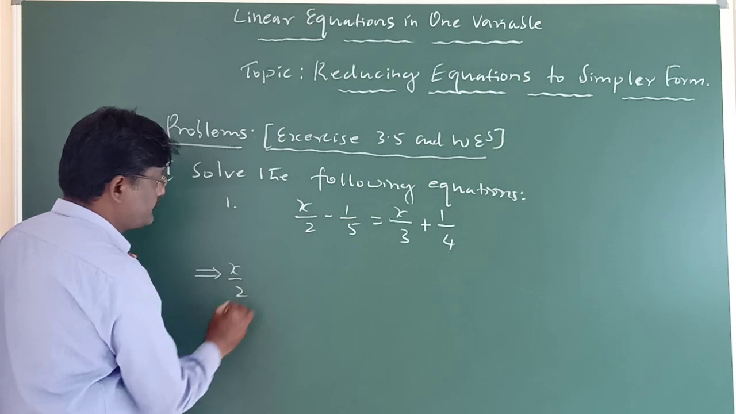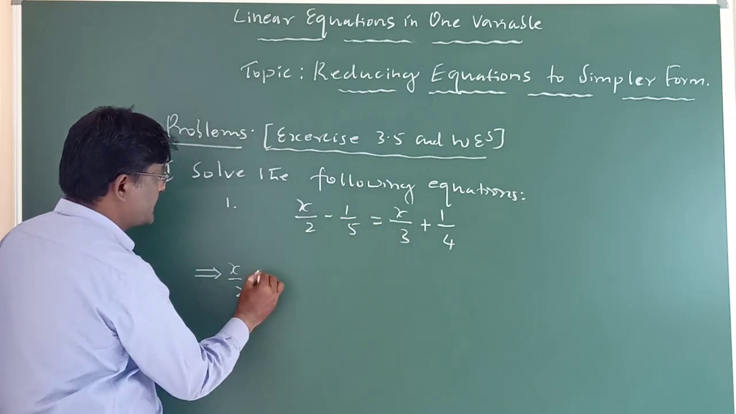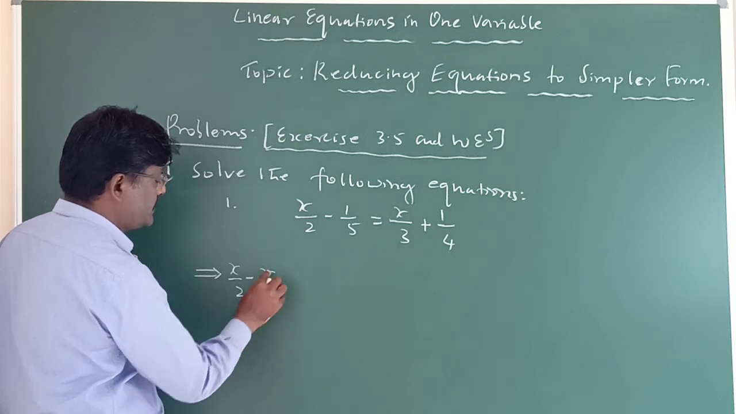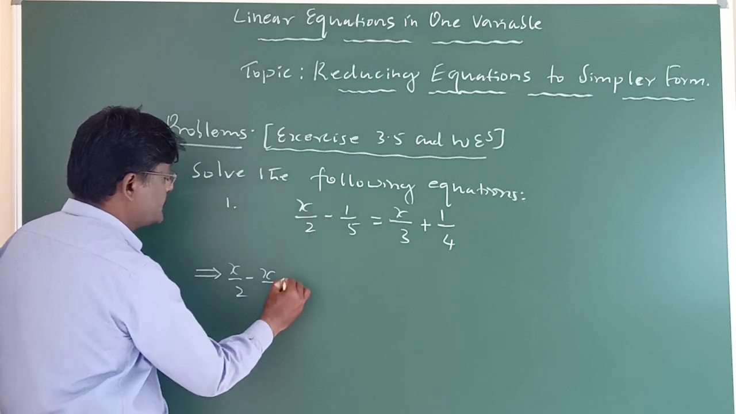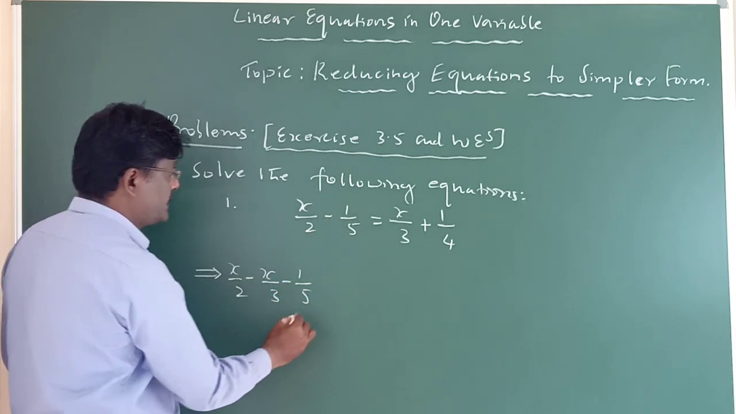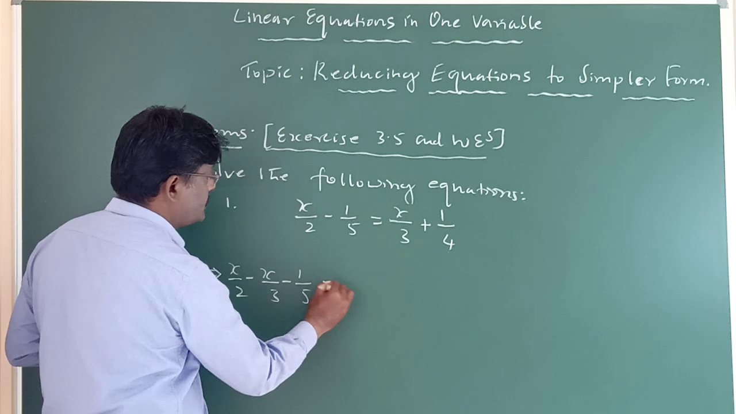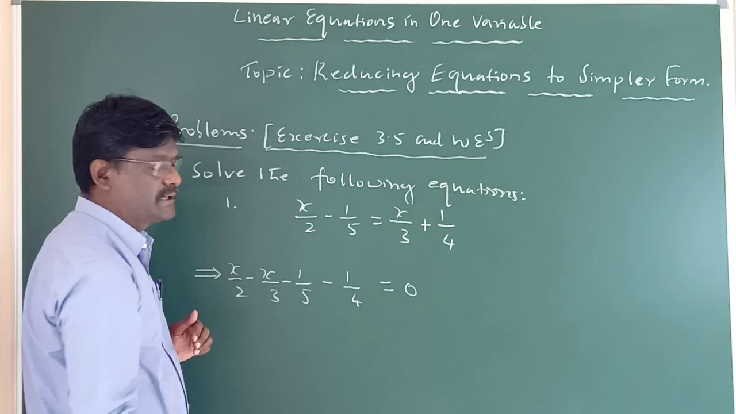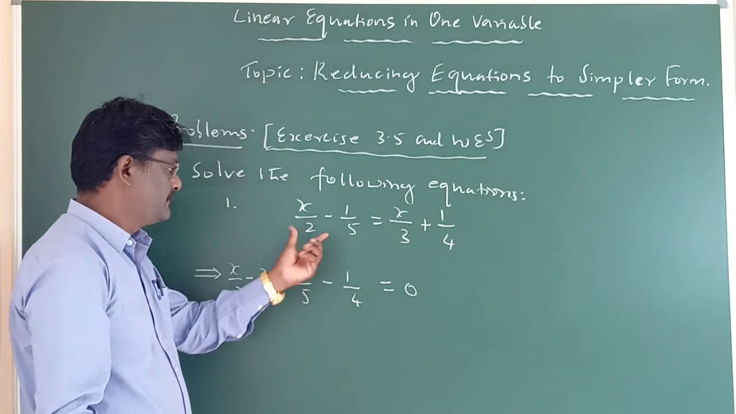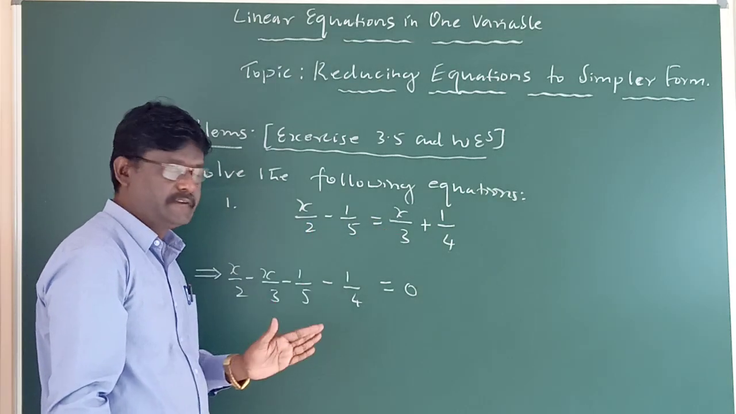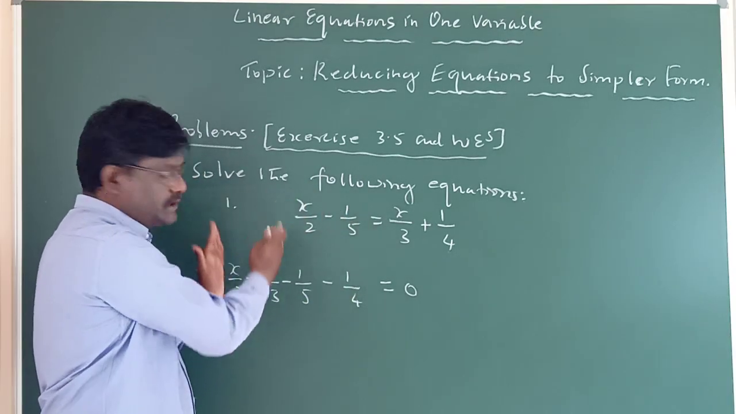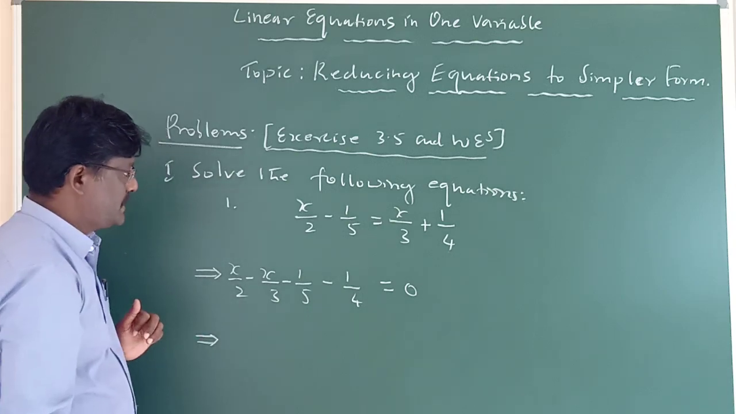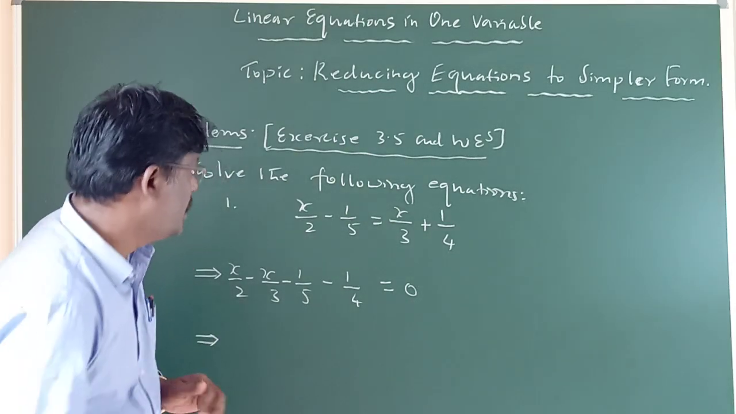Bring the x by 3 to the left, it becomes minus x upon 3, then minus 1 by 5, and the plus 1 by 4 becomes what? Minus 1 by 4, equal to 0. So this is a convenient one. Even this could be simplified with left and right as it is, or shift everything to the left hand side like this. Now, since here we have fractions, we have to take the LCM of what?